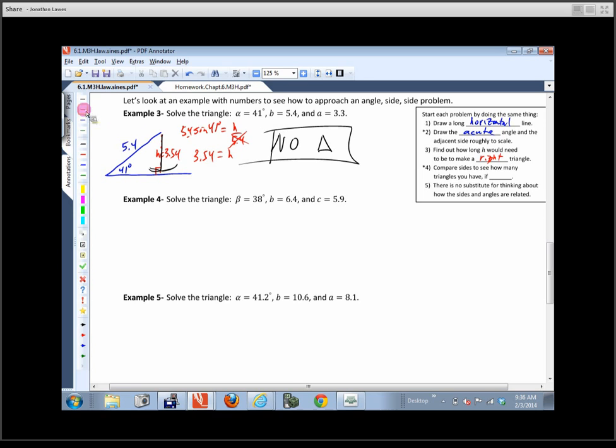What we did there is we compared the sides to see how many triangles you have, if any. When we compared, this isn't even long enough to make one triangle, so we have no triangles at all. And just one last word of caution, there's really no substitute for thinking about how big the angles are, how big the sides are that they create, and stuff like that. So let's take a look at this one right here.